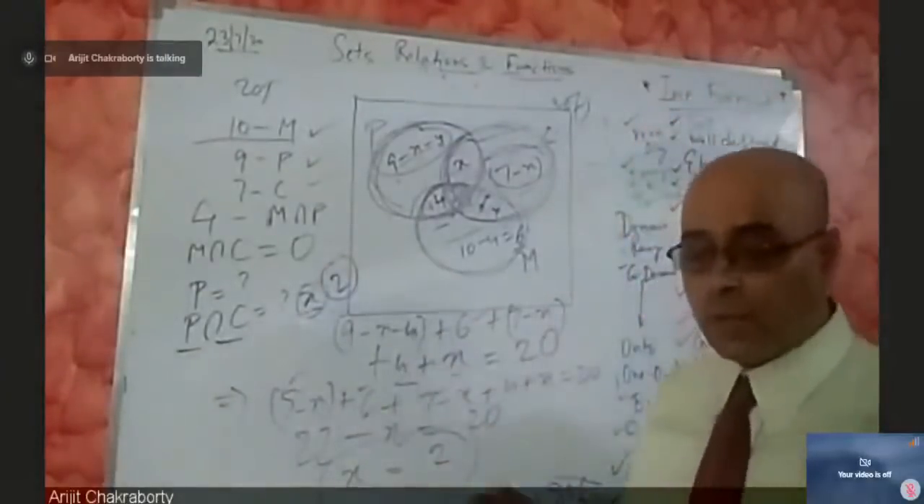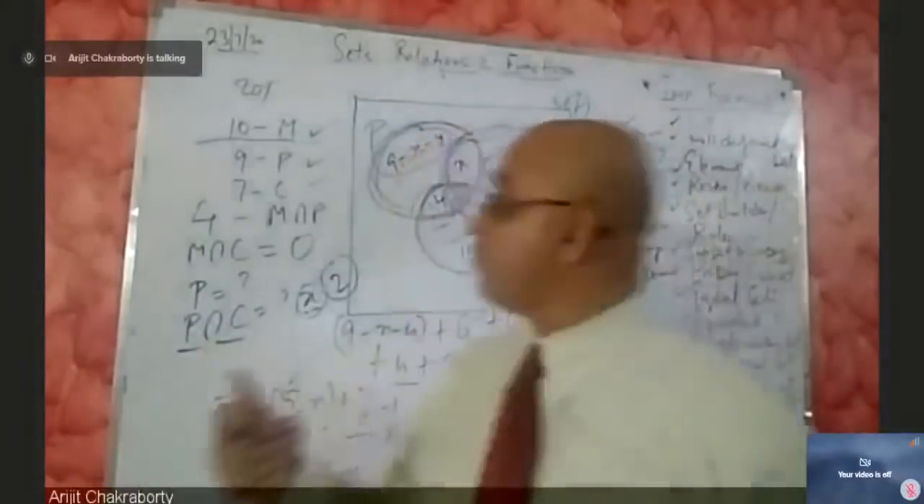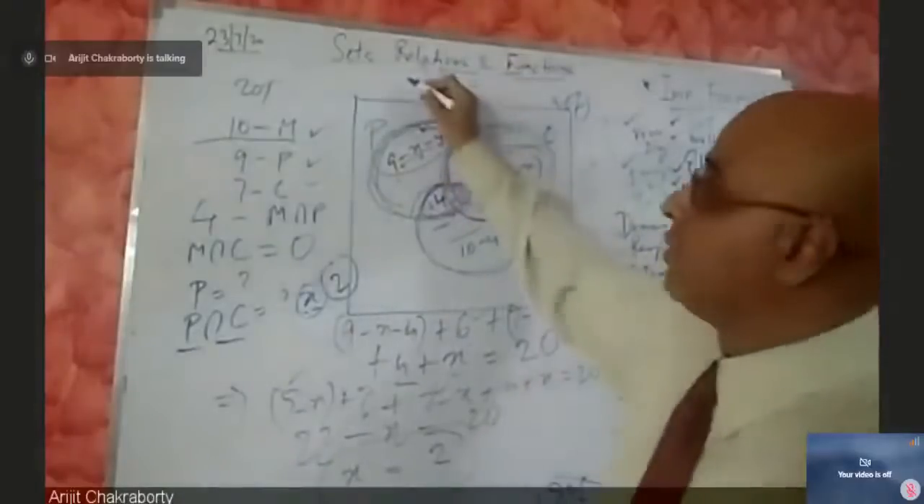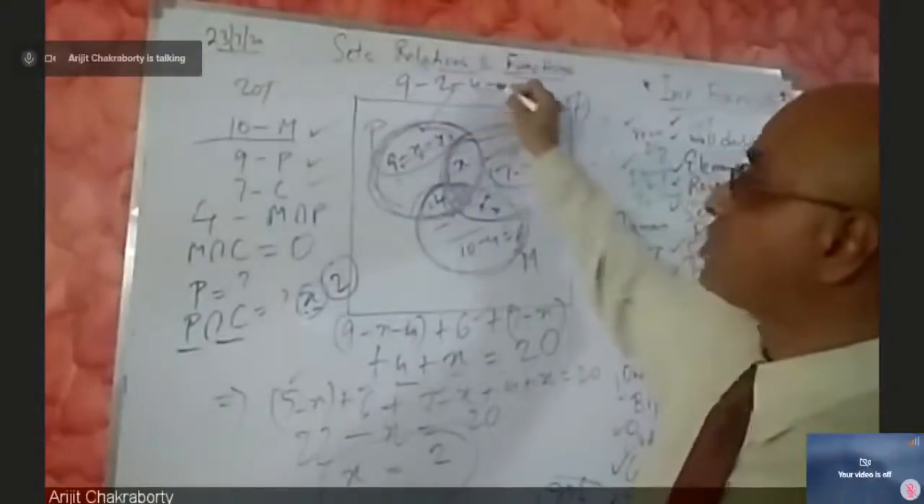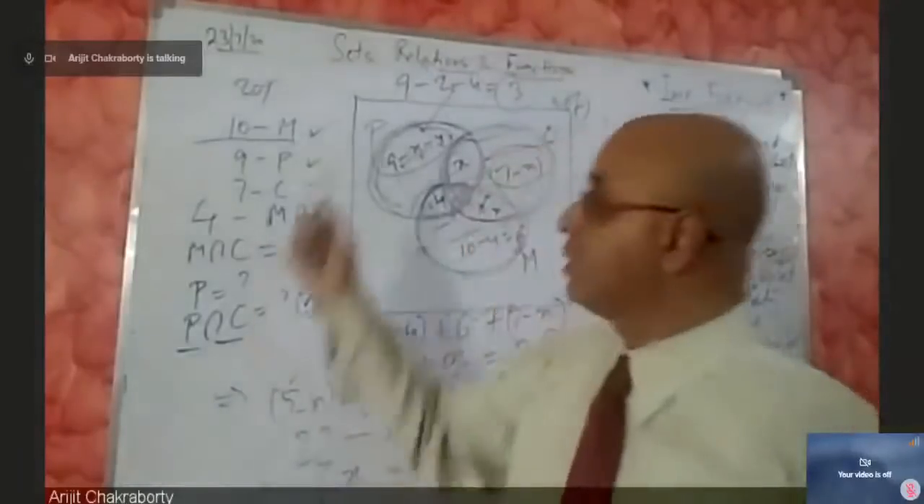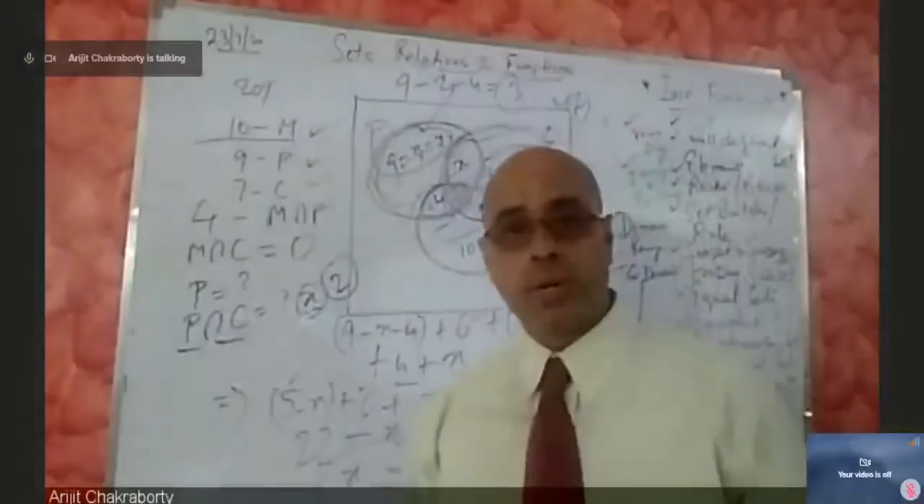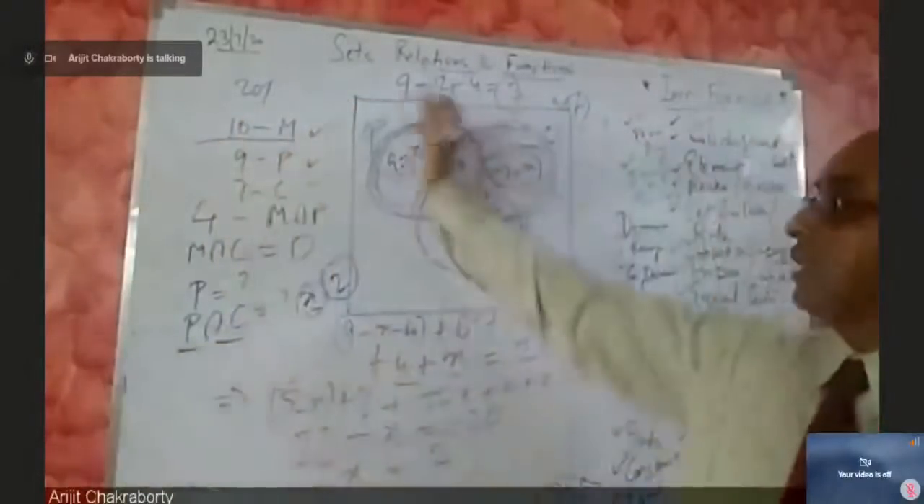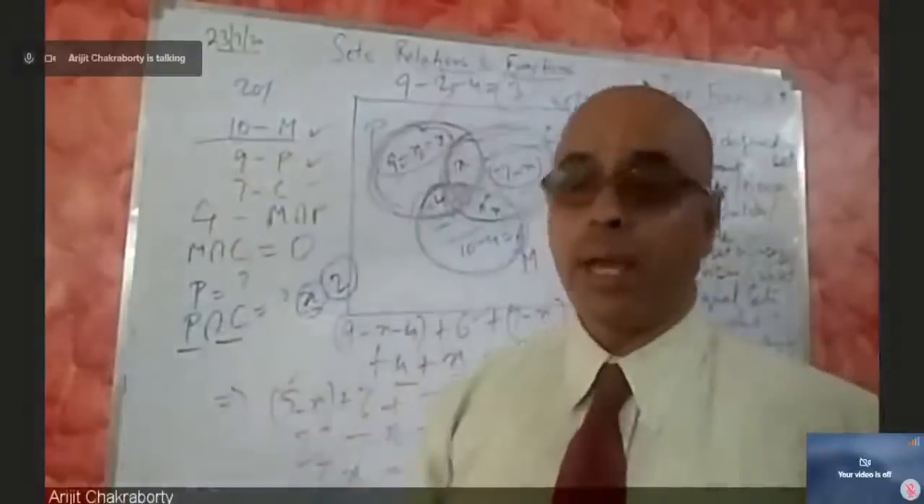And we have to find out how many teachers are teaching only physics. So only physics is 9 minus x minus 4, that means now it is 9 minus 2 minus 4, that is 3. So we have 3 teachers who are teaching only physics and 2 teachers who are teaching both physics as well as chemistry. You can see it becomes easy once you apply the Venn diagram.